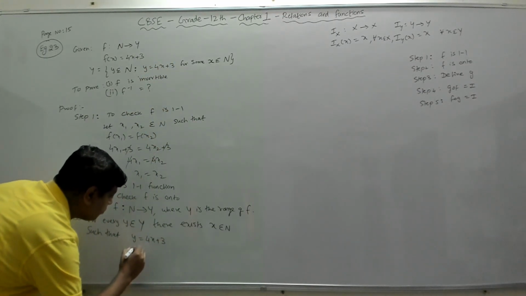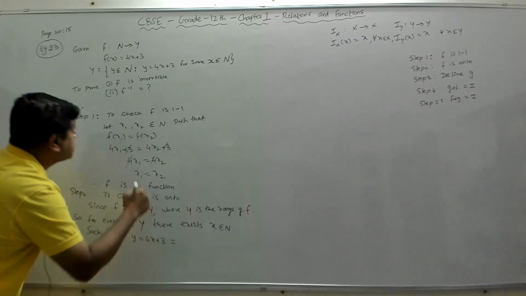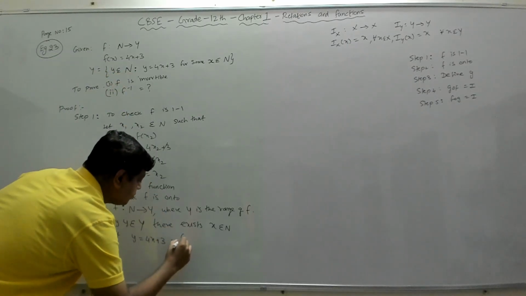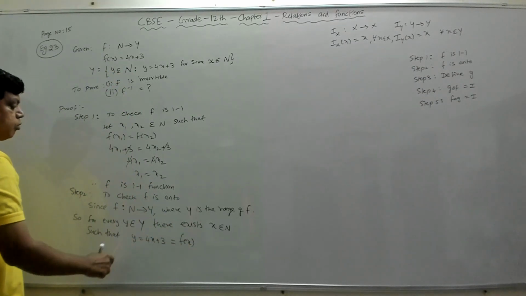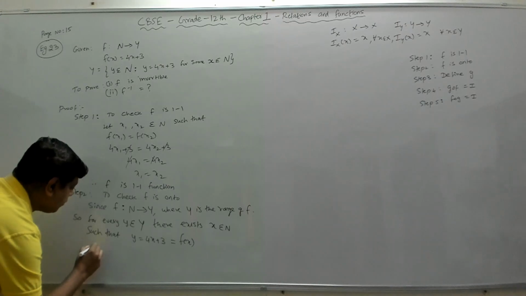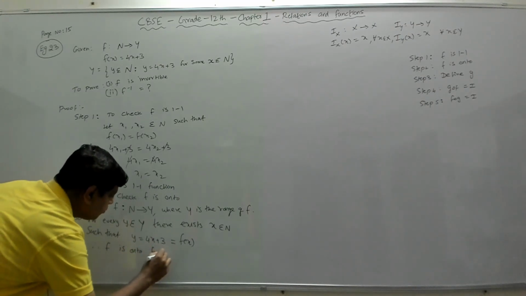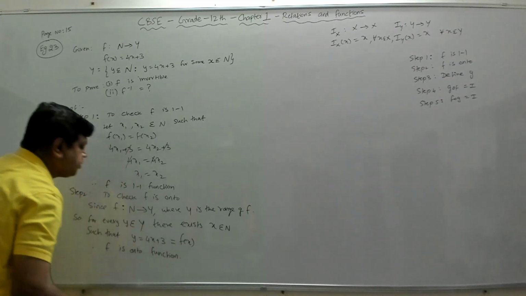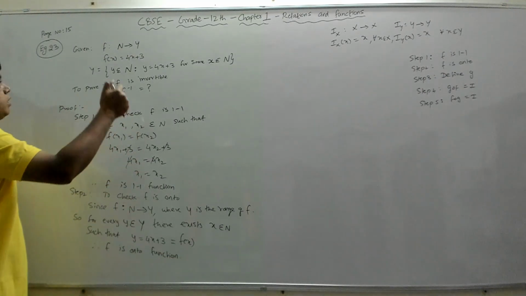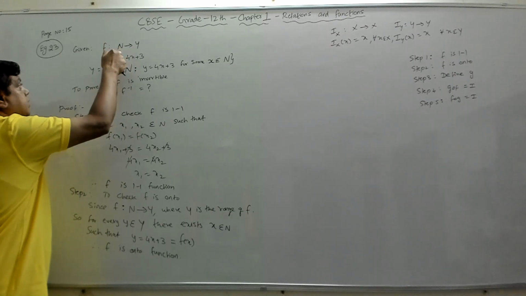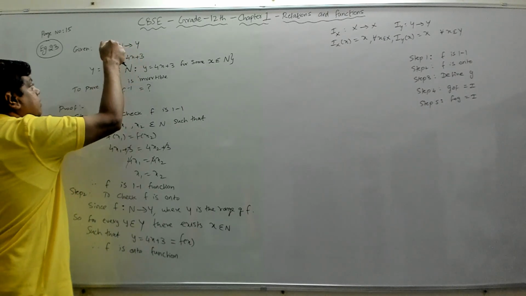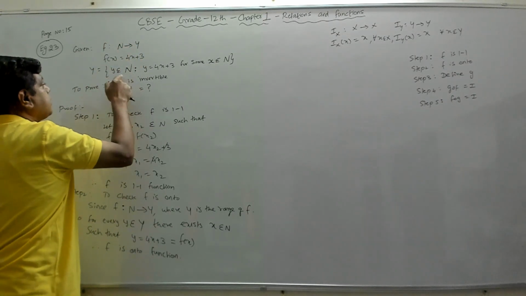So what is 4x plus 3? 4x plus 3 is nothing but f of x. So we got f of x equal to y. Therefore f is an onto function. F is an onto function, which means for every y we are able to find x. Because every y will have an x here, because the definition of Y itself is like that.